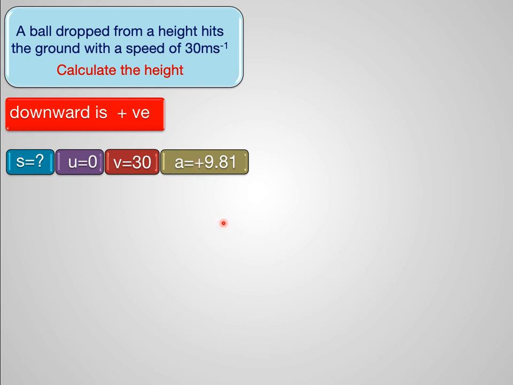Now let's choose the equation that will best work with this question. I am choosing v square equal to u square plus 2as because I don't know the time.